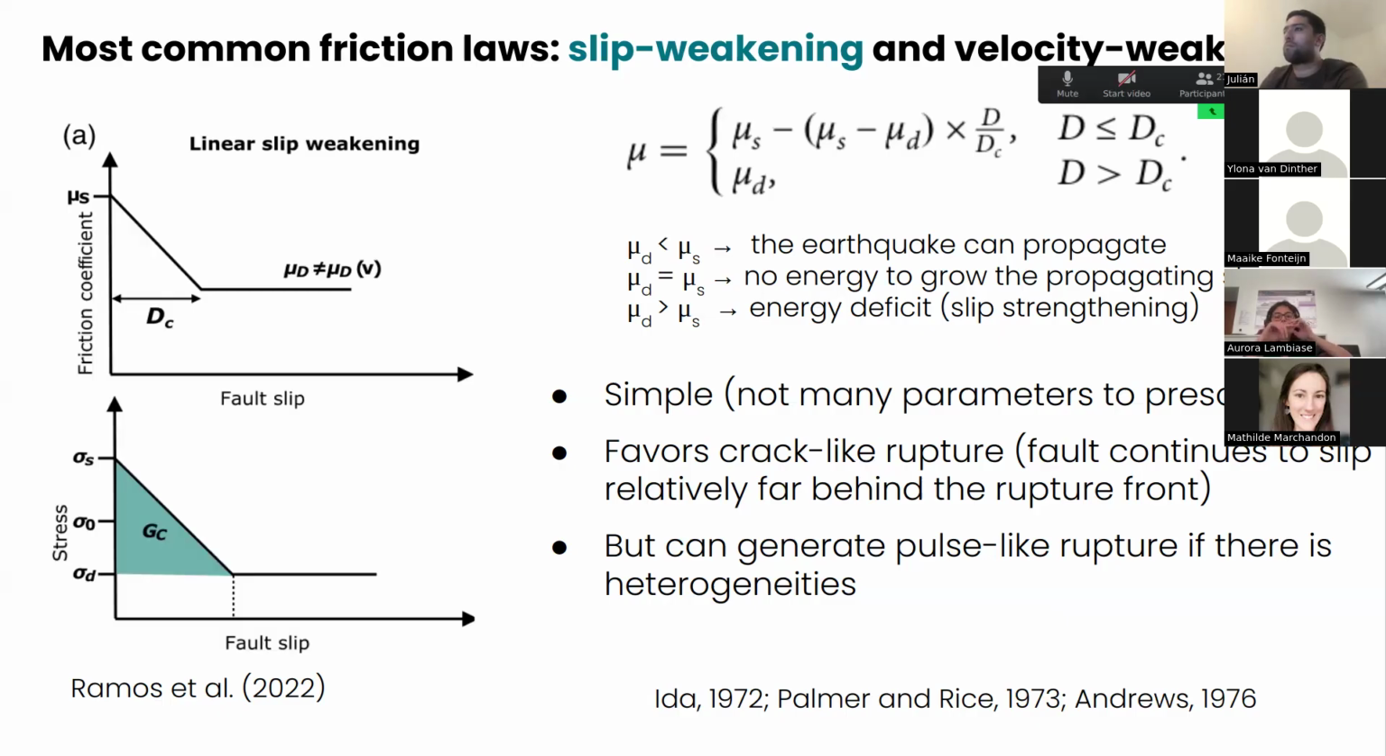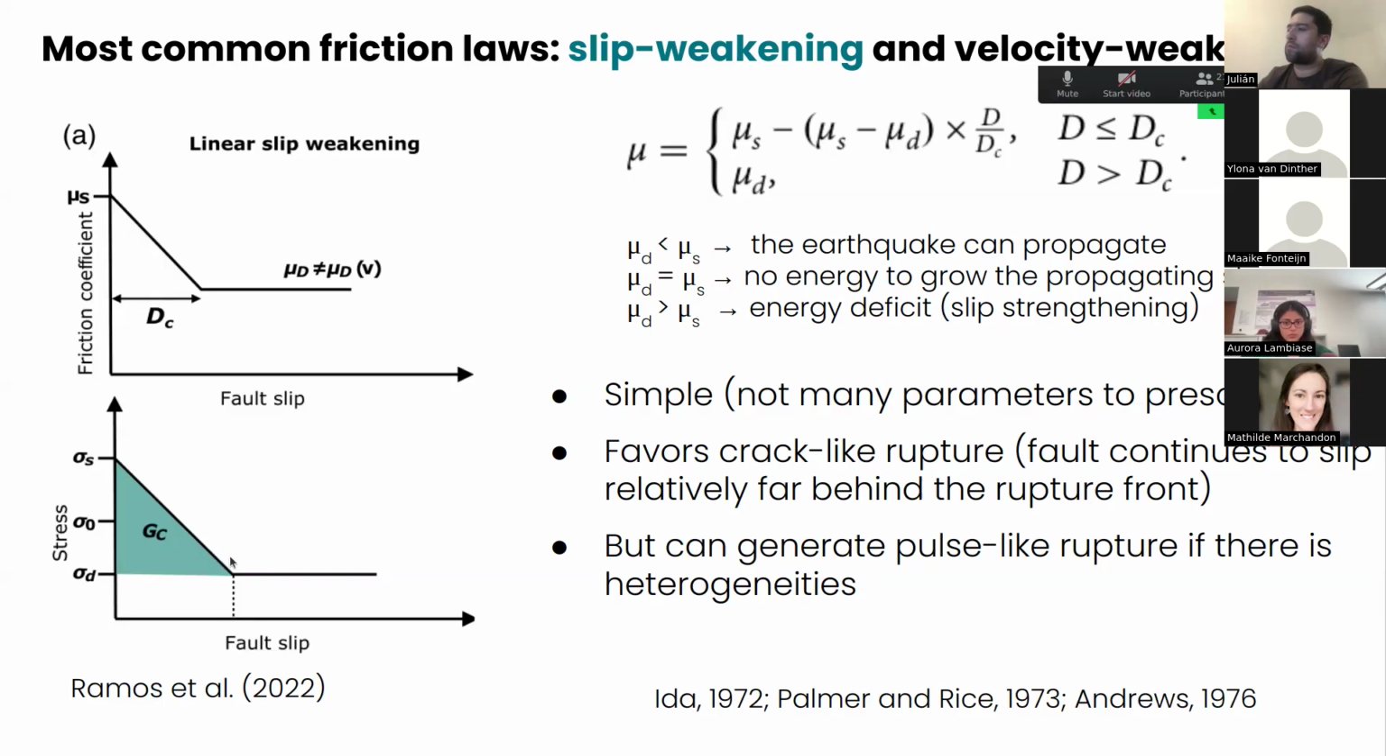The fault starts to slip when the initial stress reaches the fault strength, and then the fault strength evolves linearly from a static level to a dynamic level over a critical slip distance dc.